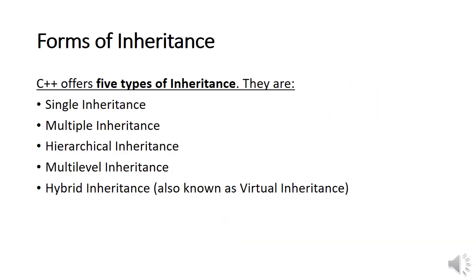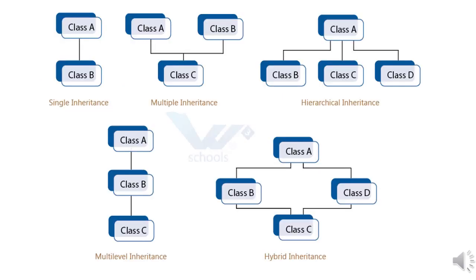Next, we will discuss different types or different forms of inheritance. There are mainly 5 forms or types of inheritance. The first one is single inheritance, then multiple inheritance, hierarchical inheritance, multi-level inheritance, and hybrid inheritance. It is also called virtual inheritance. These figures are self-explanatory and will give you a clear idea about the different forms of inheritance. The first one is single inheritance.